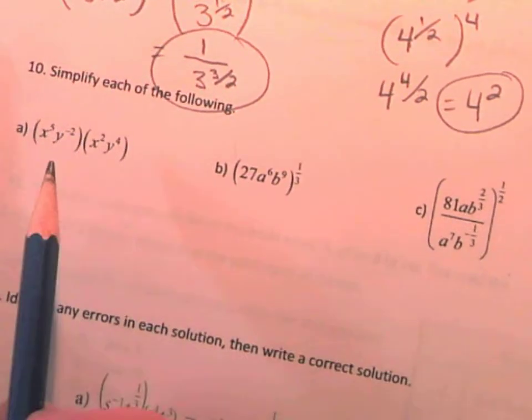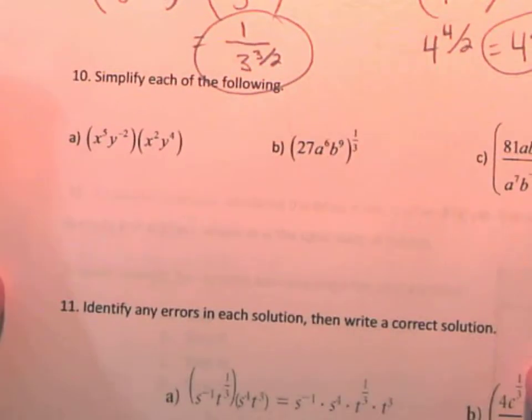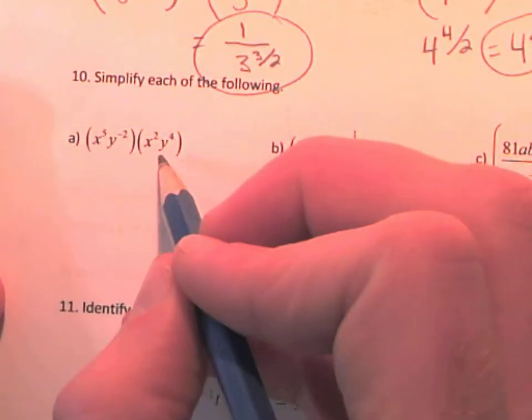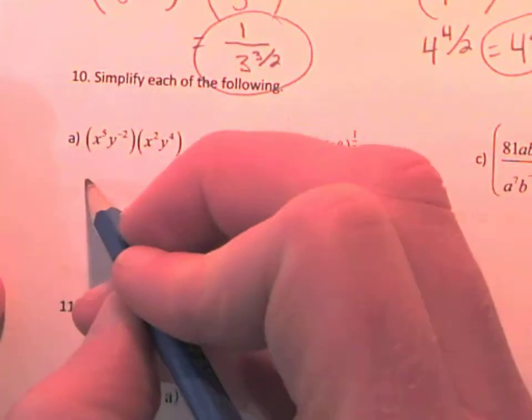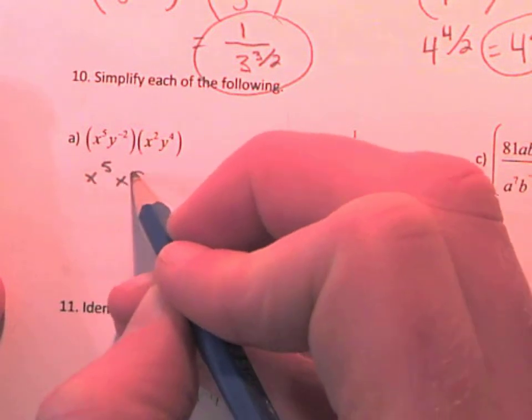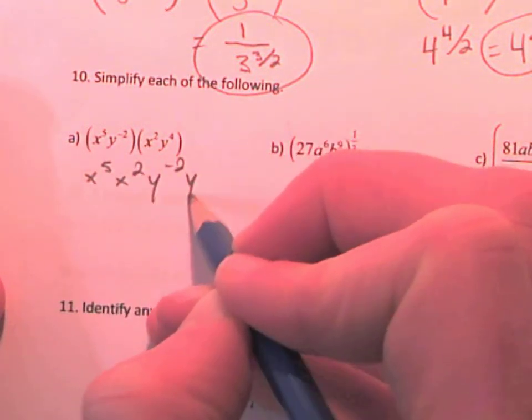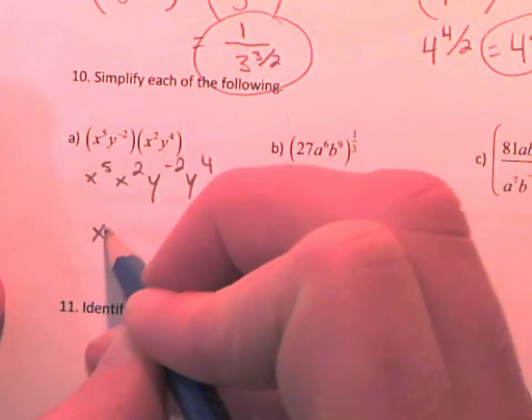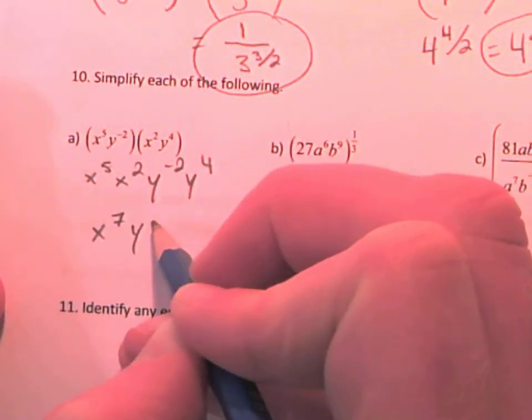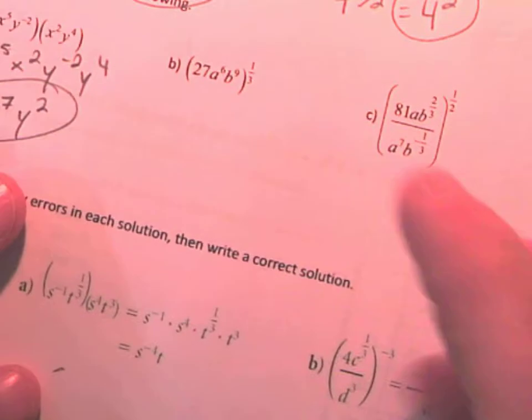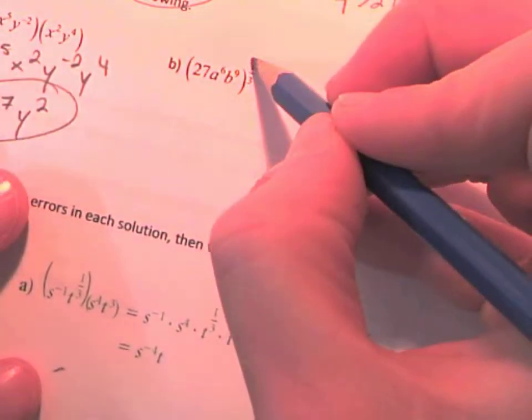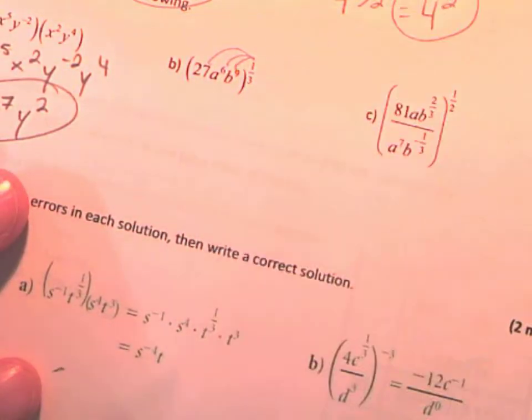Alright, now we go here. Simplify each of the following: x to the 5, y to the negative 2, x to the 2, y to the 4th. So we can rearrange it so it's x to the 5, x to the 2, y to the negative 2, y to the 4. We can add the exponents, x to the 7 and y to the 2. All done. This one here, we have to distribute this to all three numbers, even that 27.